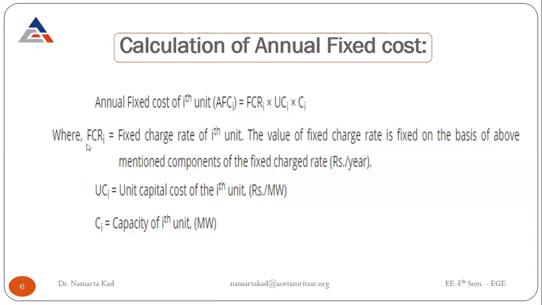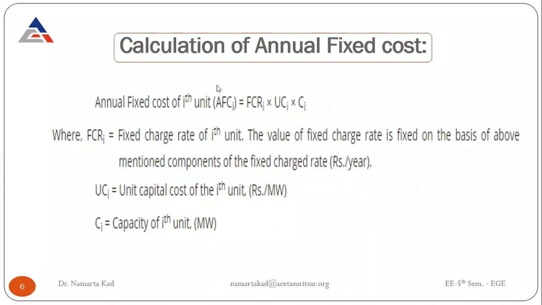So what is FCR? FCR is the fixed charge rate of the ith unit. Ith unit, which unit you are considering? The value of the fixed charge rate is fixed on the basis of the above mentioned components of the fixed charge rate. And it is considered in rupees per year, and UC is the unit capital cost of the ith unit. It is in rupees per megawatt, and Ci is the capacity of the ith unit in megawatt, and the overall unit for this annual fixed cost is rupees. And if it is calculated on the yearly basis, then it is in rupees per year.